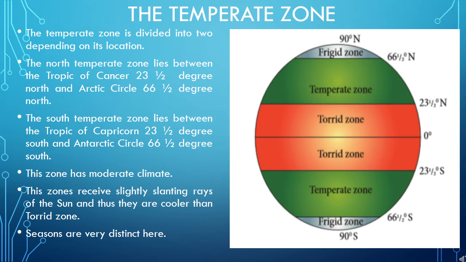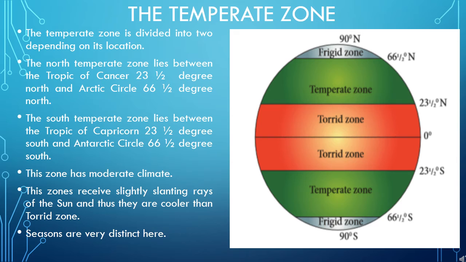As the name suggests, the places in these zones have a moderate climate, that is, they are neither very hot nor very cold. The word temperate means moderate, means the places located here are neither very hot nor very cold. These zones receive slightly slanting rays of the sun, and thus they are comparatively cooler than the places lying in the torrid zone. The summer and winter seasons are very distinct here.